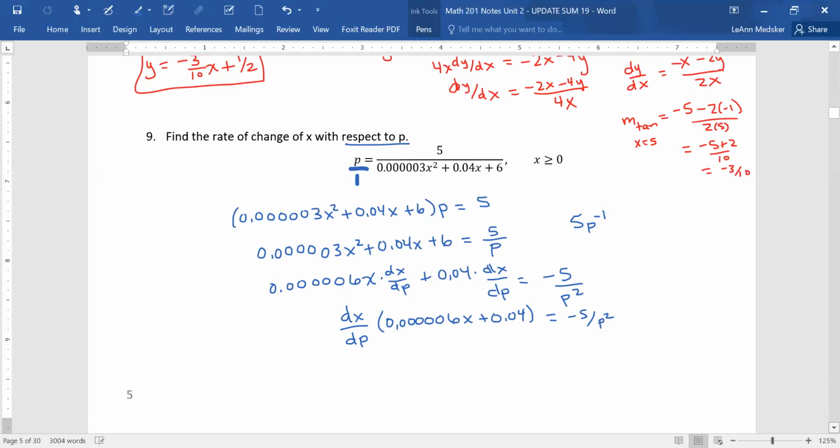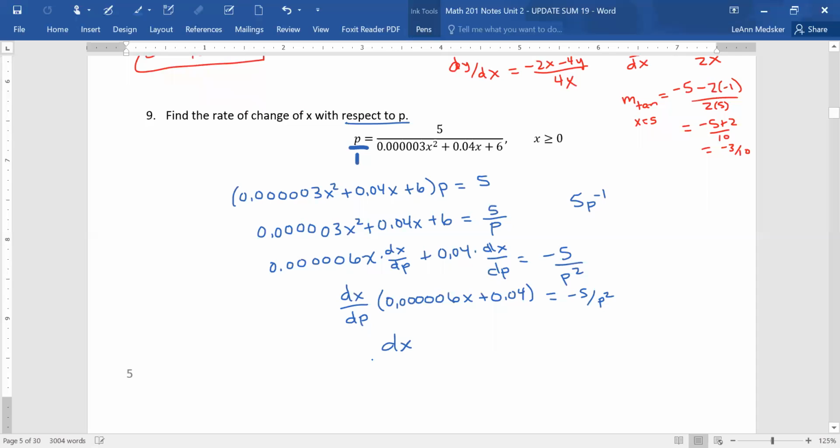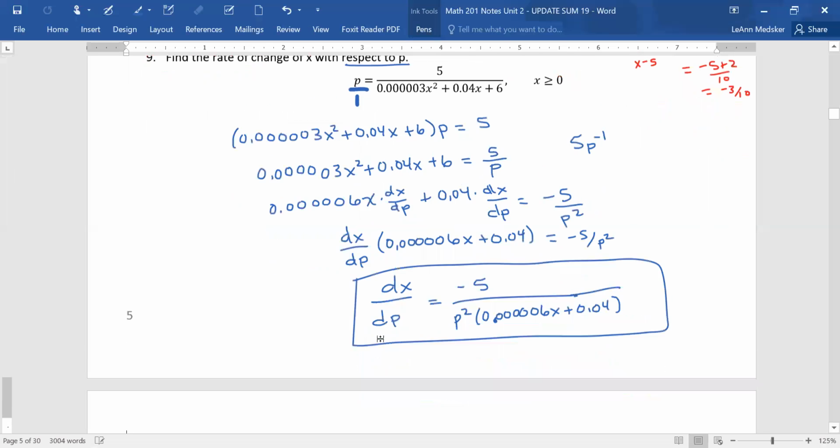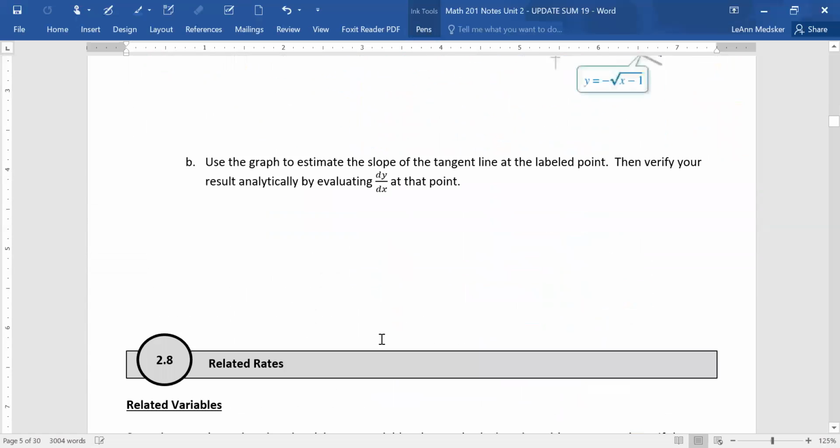And the only thing I'm going to do to make this better, of course, is to divide over that last part. When you divide it, you don't need to put negative 5 over p squared on top of this. You can think of it as negative 5, and there's a p squared already in your denominator, and you're just adding this new part down there in the denominator as well. 6x plus 0.04. So that is a nice format that would be easy to plug into. So dx dp is negative 5 over p squared times the parentheses of 0.000006x plus 0.04.